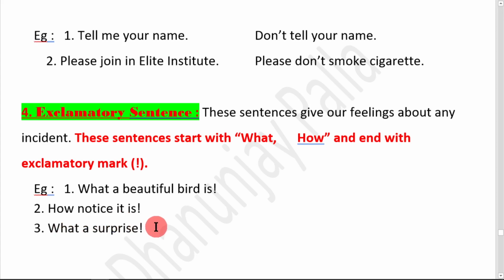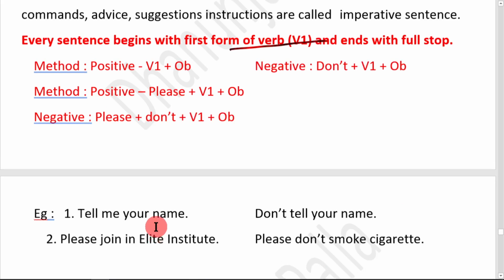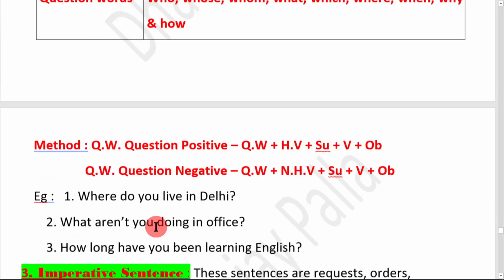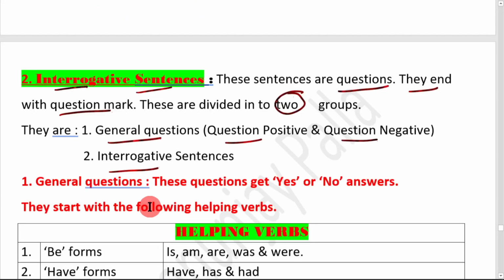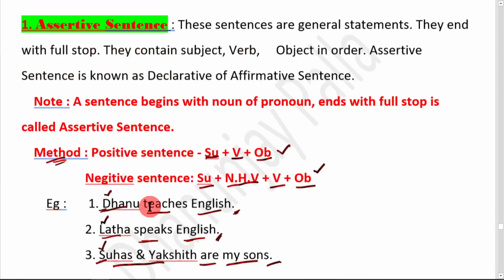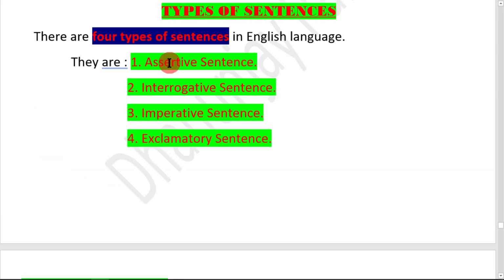Thank you friends, thank you very much. Now we have learned the four types of sentences. If you follow these rules and regulations, very easily you can identify them. Friends, once again I explain, please listen very carefully. A sentence that begins with either a noun or pronoun and ends with a full stop is called an assertive sentence.